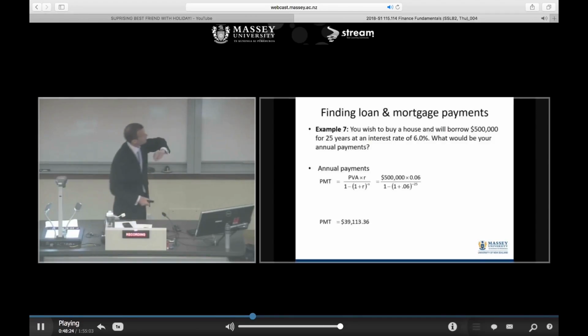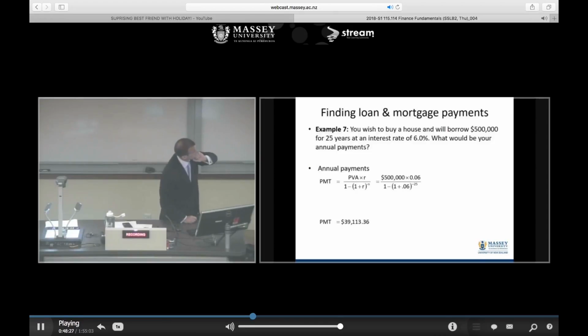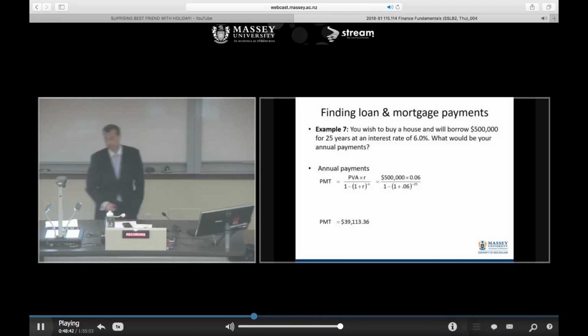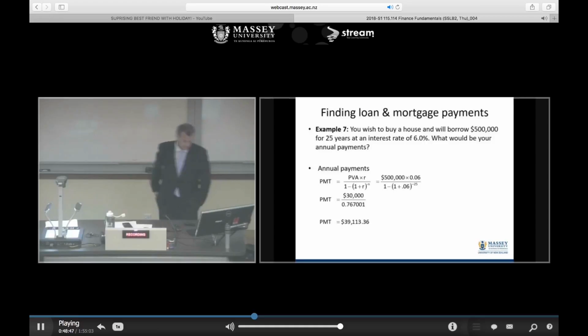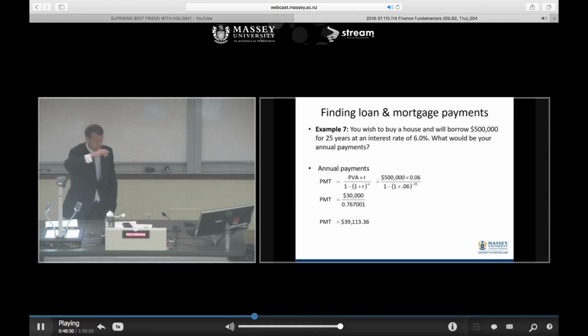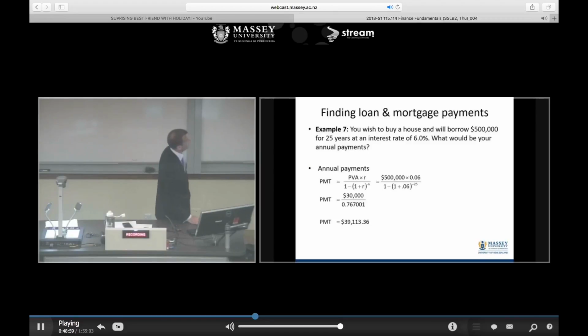But if we go through, we've got $500,000 here times 0.06, which is the interest, and then the denominator is 1 minus, in brackets, 1 plus 0.06 to the negative 25 years. So the top part, the numerator, $500,000 times 6% gives us 30,000, and then the bottom part, work that through, 0.767, we end up with 39,000.